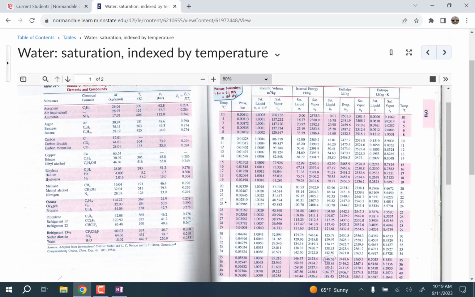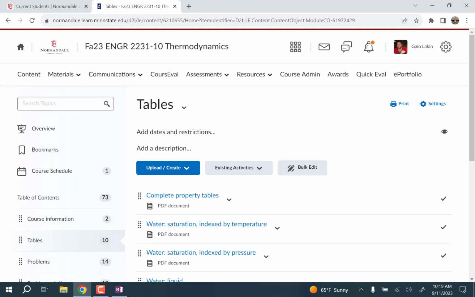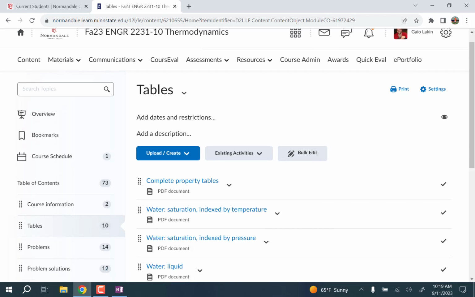Okay, so that is how to look stuff up for water, for saturation. But that's the easy one, right? Because that's where you're looking it up based on one specific value. What does it look like to look things up in a table based on two different property values?